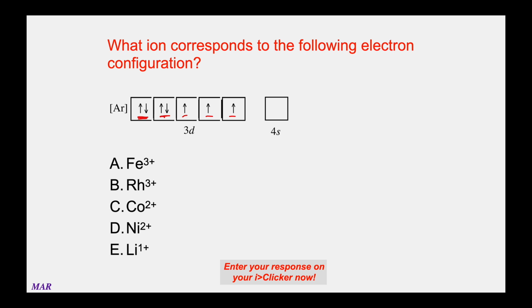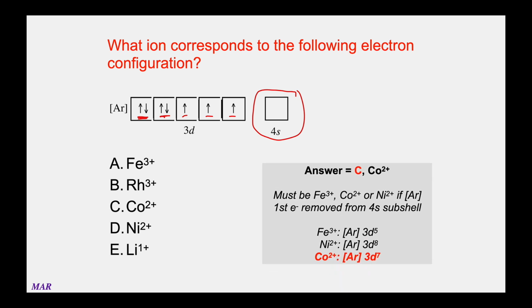So if we had neutral cobalt, we would have an argon 4s2, those are always filled in first, 3d7. But this thing has an empty 4s orbital, so it's at least going to be a positive 2 charge. So it makes sense that with cobalt plus 2, you'd pull those 4s electrons off and you'd have 3d7 left over. And that's exactly what it is. So this answer is going to be the cobalt plus 2 ion.